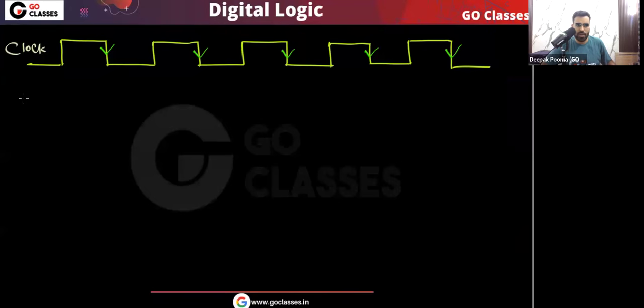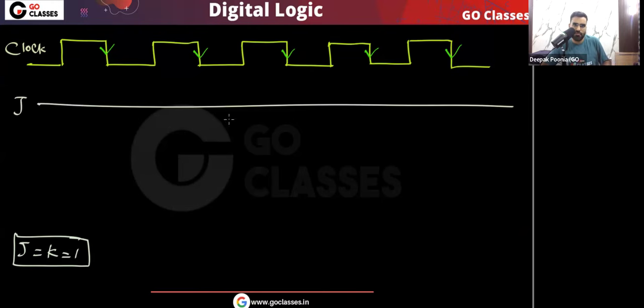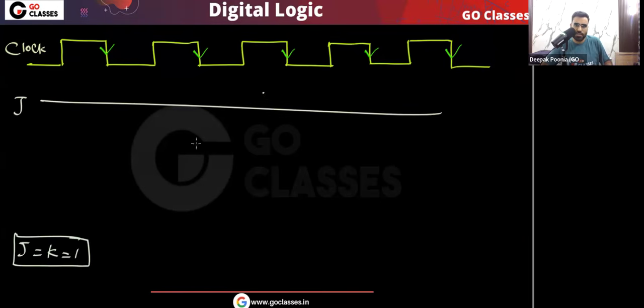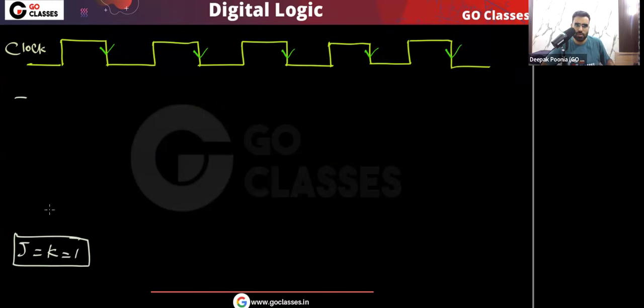Already it is given to you that J and K are fixed at 1. Let me write it here, that J and K are fixed at 1. So you don't have to draw the JK waveform. If you draw the J waveform, that will be fixed at 1. If you draw the K waveform, that will be fixed at 1. Basically J is fixed at 1, K is also fixed at 1. You can just keep this in your mind, that J and K are both equal to 1, and this is fixed.